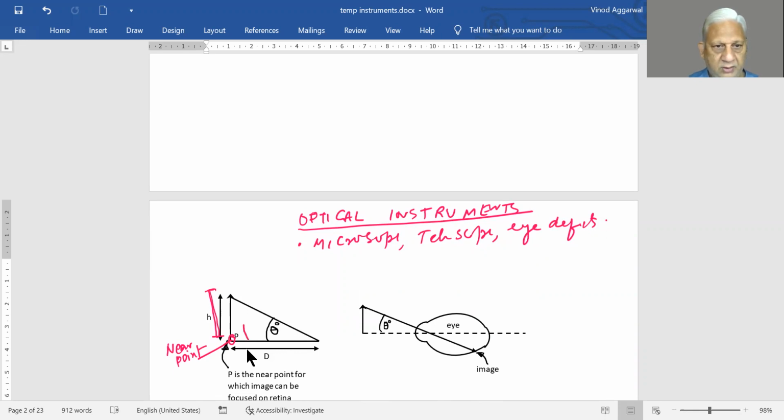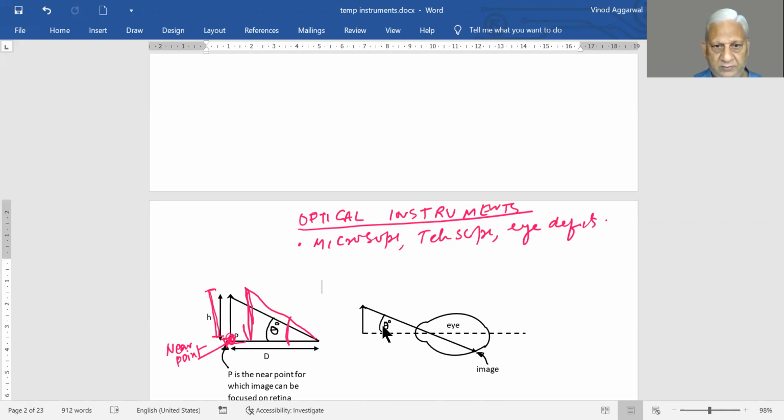Suppose the object is placed here. This angle will become steeper and we will not be able to see it. So this is the farthest place, this is the nearest point we can see easily. But if this point is brought any closer to our eye, we will not be able to see. That is why it is called near point. If we place an object of height h at the near point, the angle subtended there is theta.